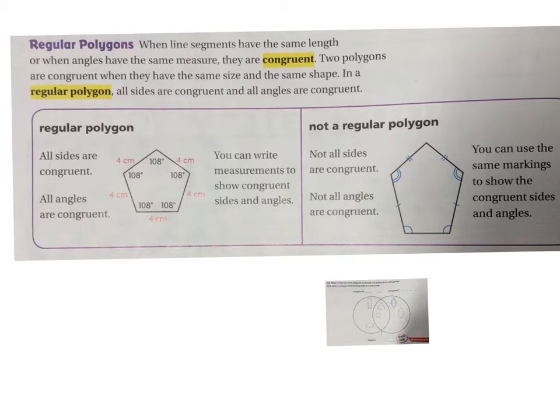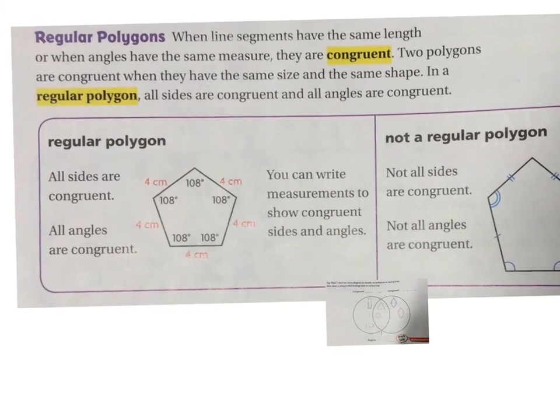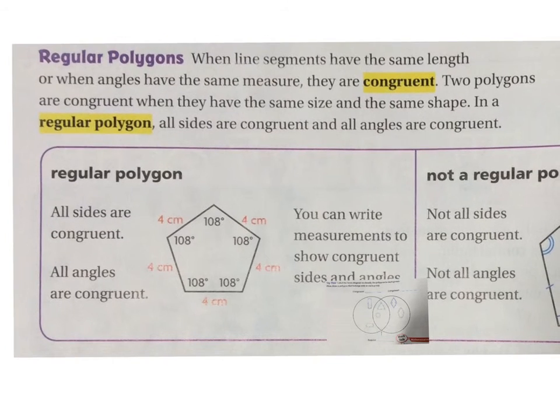Okay? Another word, we've learned that equivalent means same, right? But another word that means the same in math is congruent. Everyone say congruent. Congruent means equal. Okay, so go ahead and write that in your notes. 2 polygons are congruent when they have the same size and the same shape. In a regular polygon, all sides are congruent and all angles are congruent.